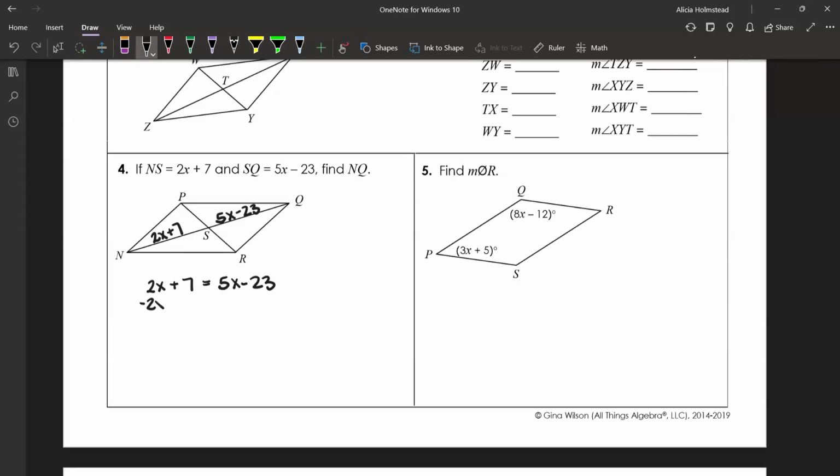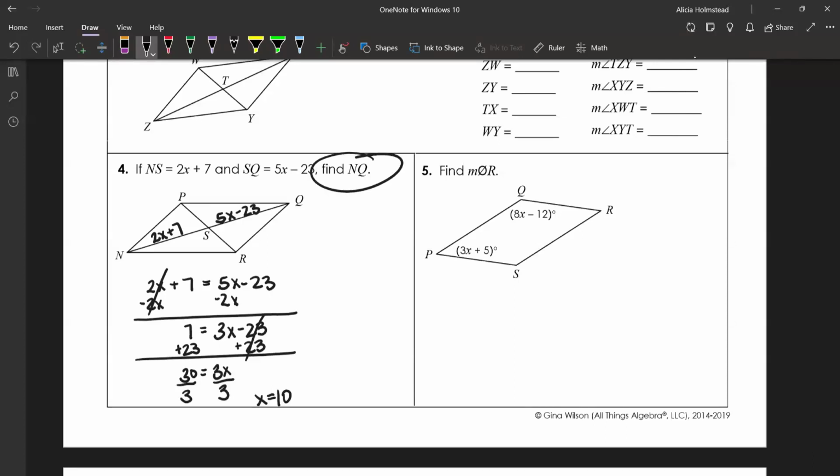So I'll subtract 2x from both sides. 7 equals 3x minus 23. Add 23. 30 equals 3x. Divide by 3, and we find that x equals 10. Now, is that the final answer? No, because it asks us to find NQ.